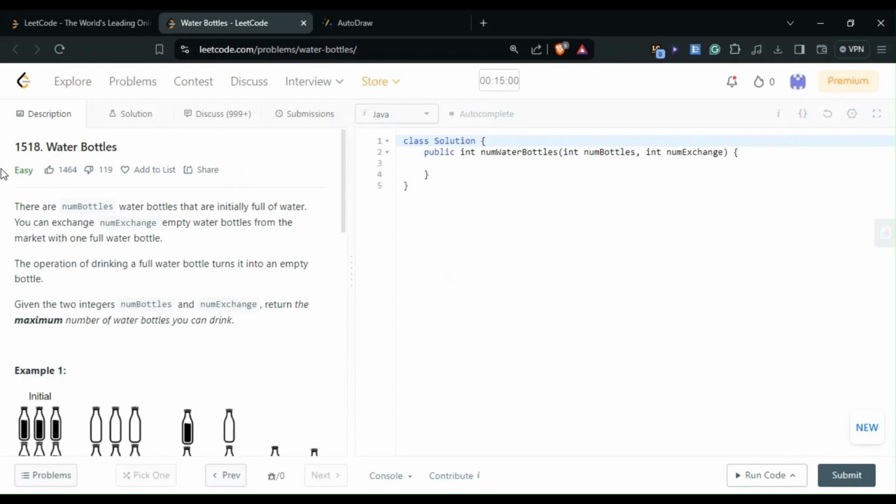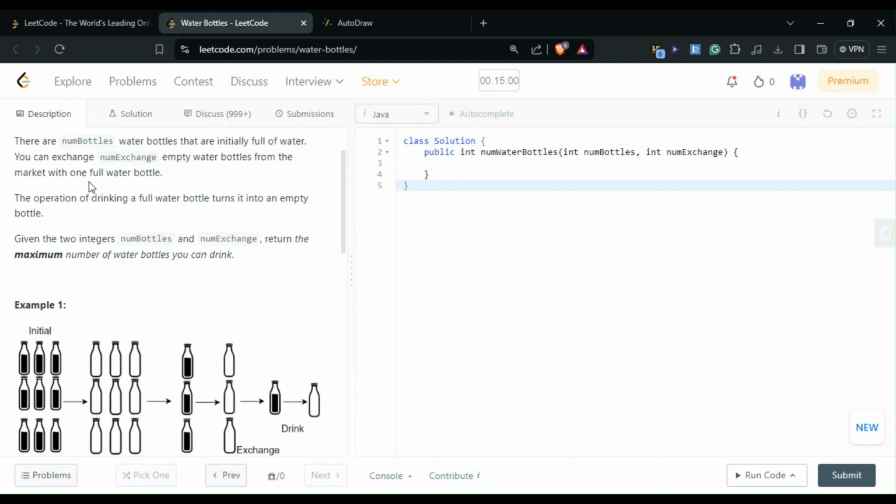So the question is Water Bottles, 1518, easy level. The likes and dislikes look fine. There are a number of bottles that are full. We can exchange numExchange empty water bottles from the market with one full water bottle. So you give this many and then you get a full water bottle. The operation of drinking a full water bottle turns it into an empty bottle. Given two integers, return the maximum number of bottles you can drink.